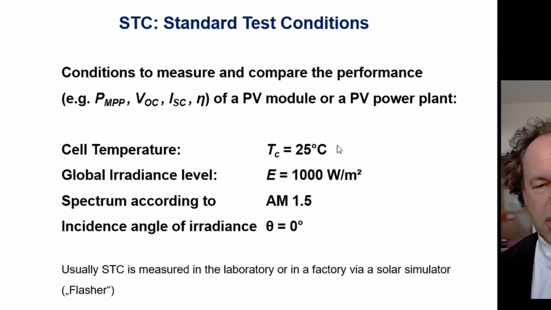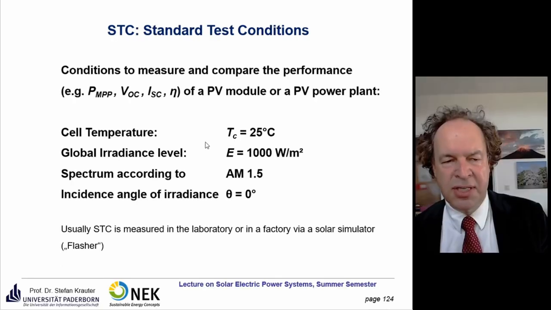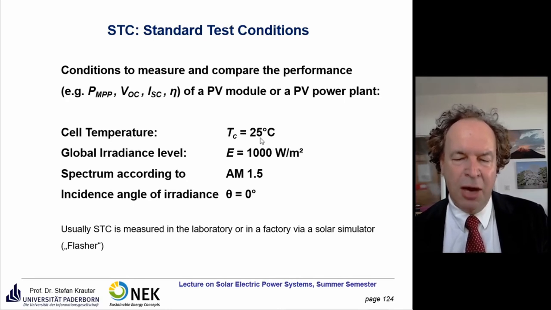This cell temperature is an issue because usually if you have this kind of irradiance, 1000 watt per square meter, the module temperature is well beyond that value. In the vicinity of 40, 50, even 60 degrees is possible, depending on the wind speed and the outdoor temperature and so on. So this is not really realistic, same as the irradiance level.